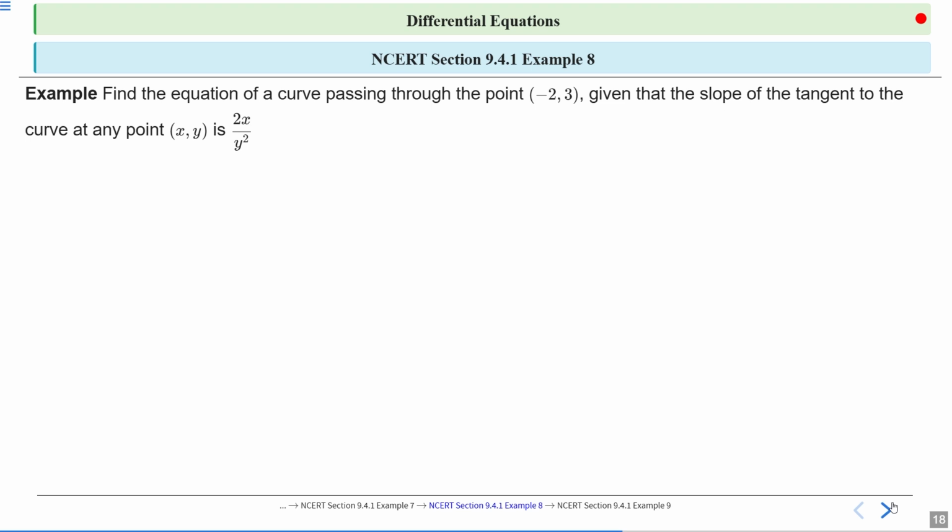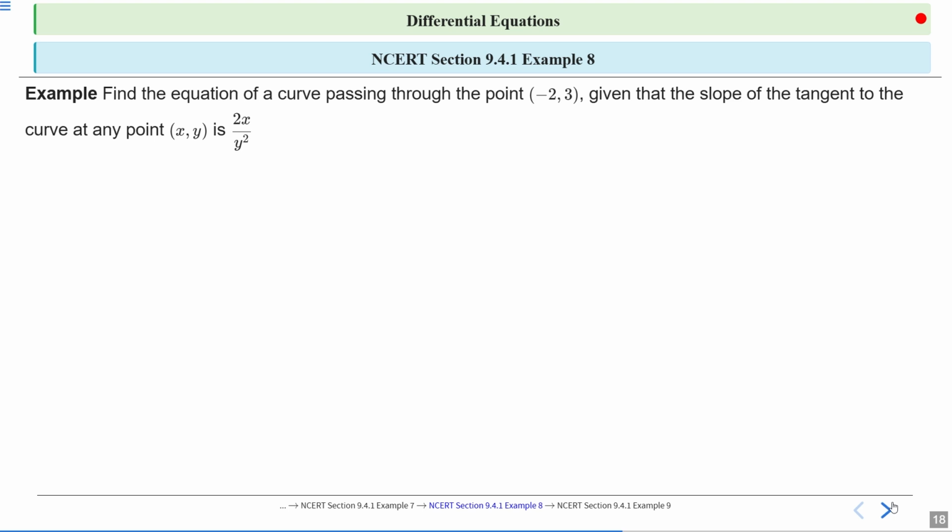I have only mentioned that the slope of the tangent to the curve at any point (x, y) is 2x by y square. So what is the differential equation? As we know, the slope of the tangent is given by dy by dx. So we get dy by dx is equal to 2x by y square, and that is your differential equation, which you obtain from that statement.